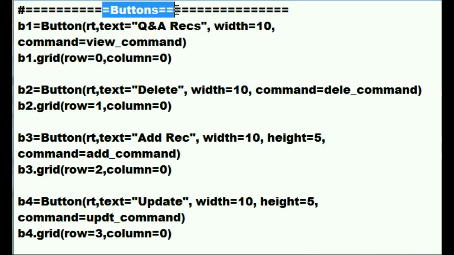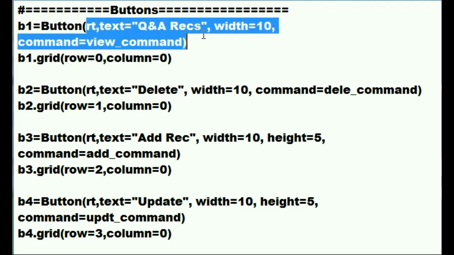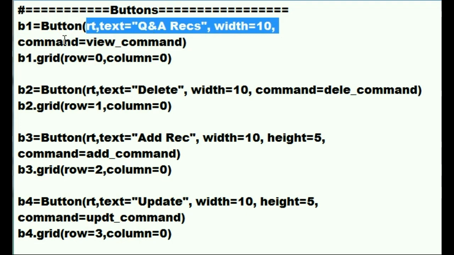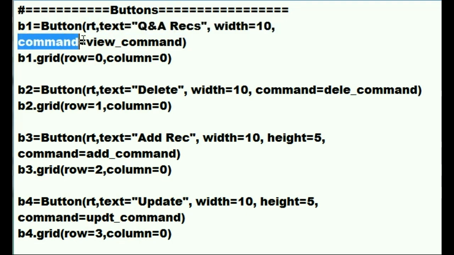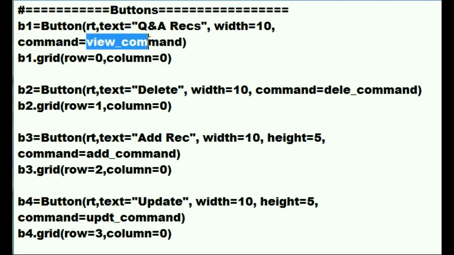Next we come to the buttons section. I tell the button function to put itself into the root window. Text on it will be Q&A records. The width will be 10 units. And the command I want it to execute as soon as somebody clicks on it is the view under command. That is a function that I've defined up above. We'll go there in just one moment.